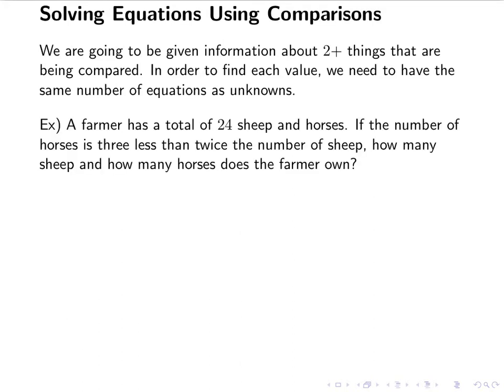So for our first example, a farmer has a total of 24 sheep and horses. If the number of horses is 3 less than twice the number of sheep, how many sheep and how many horses does the farmer own?